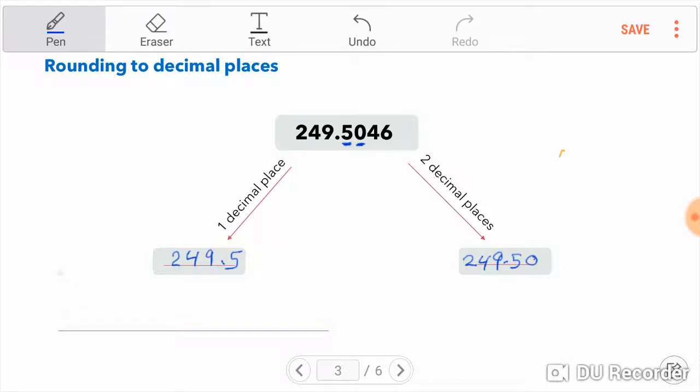Now we want 3 decimal places. The third digit after the decimal point is 4, and the next digit is 6. 6 is more than 5, so we round up. The 4 here becomes 5. So it is 249.505.